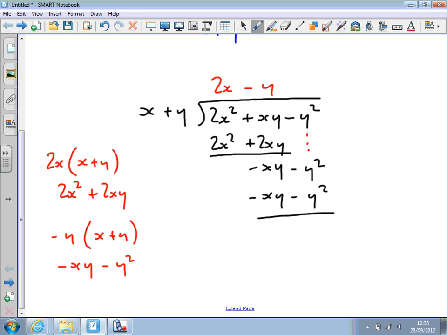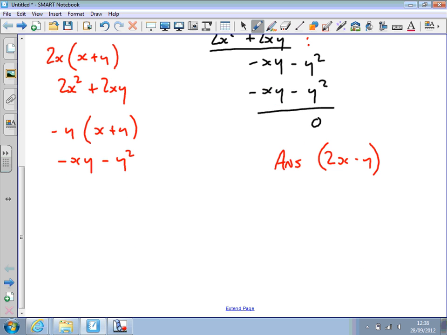And again, we subtract the bottom term from the top term to get the remainder, and we can see here that the remainder is 0 in fact. Minus xy minus minus xy is gone. Minus y squared minus minus y squared is plus y squared, so the remainder is 0. So both these terms disappear. So the answer is 2x minus y. That whole expression cancels down to 2x minus y.